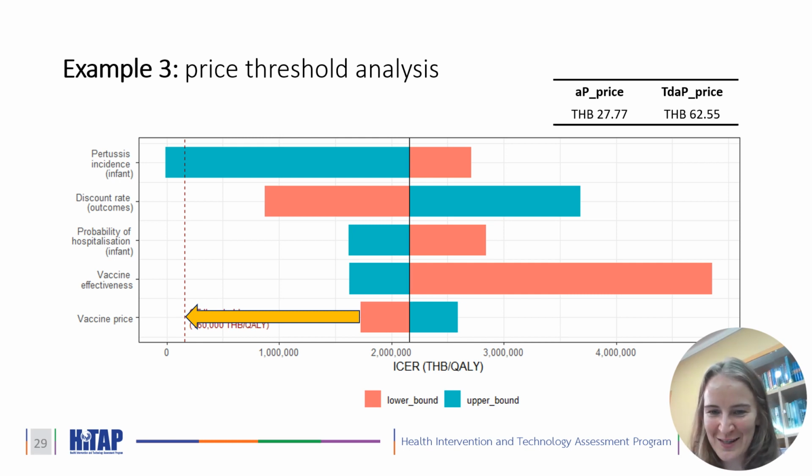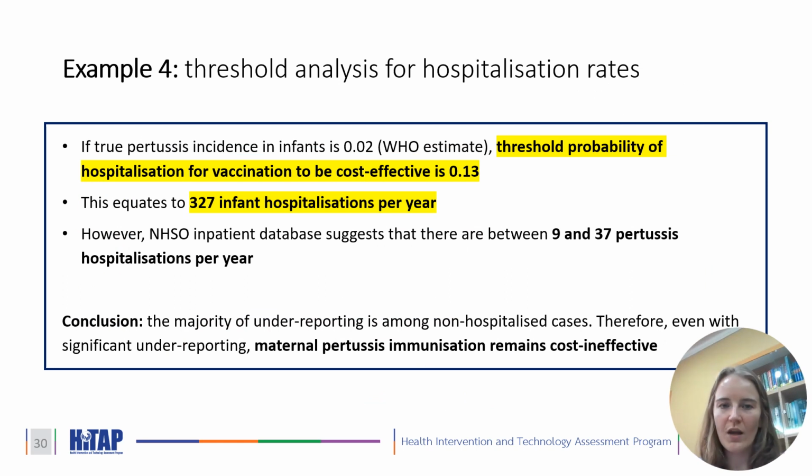And you might see that if you look at the price table in the corner, it was around 27 baht, which is about $0.50, so well less than $1. So it's unlikely the manufacturer is going to bring it down to that price, but there are other situations where it might be a bit more helpful in price negotiations. But you can also use this threshold analysis not just for price.